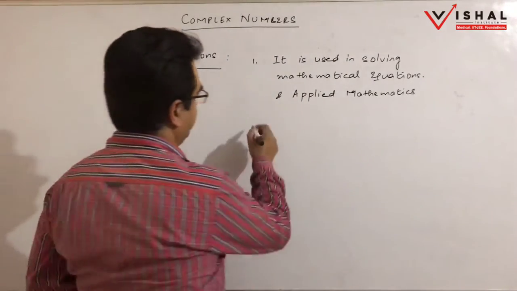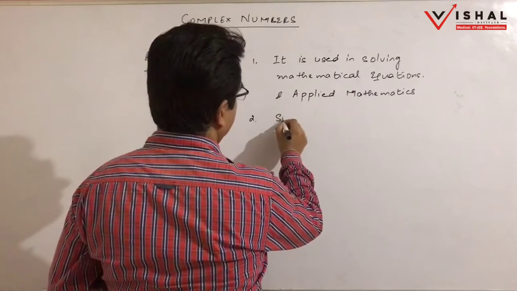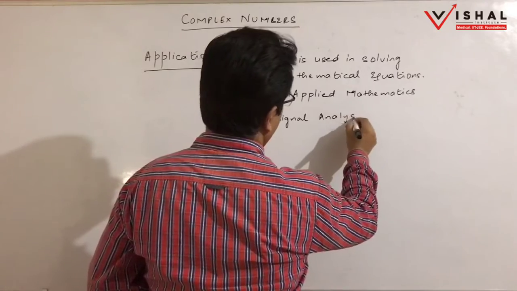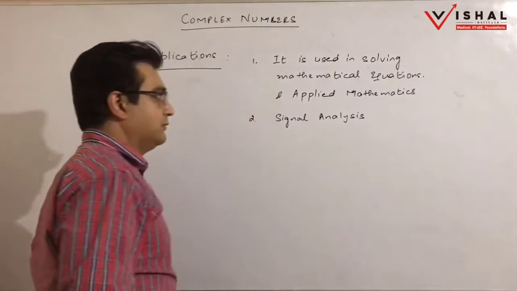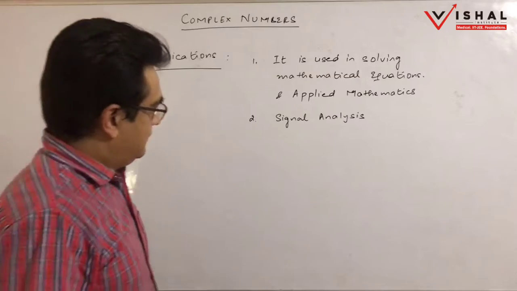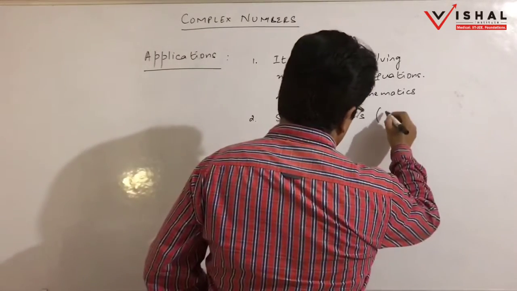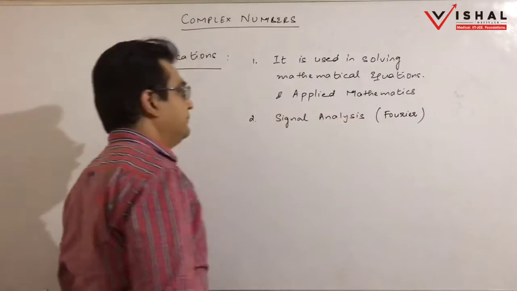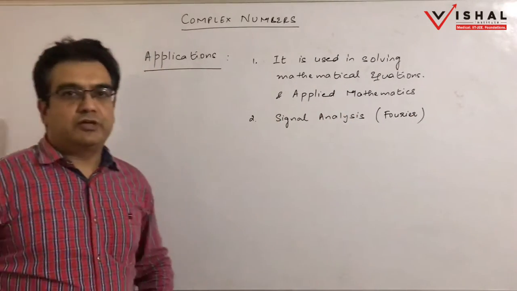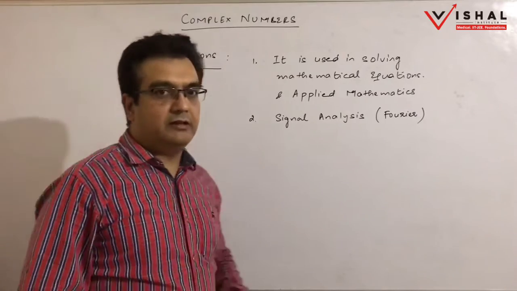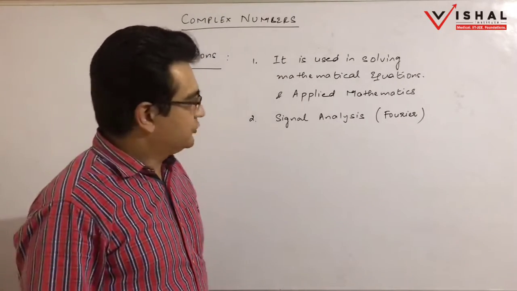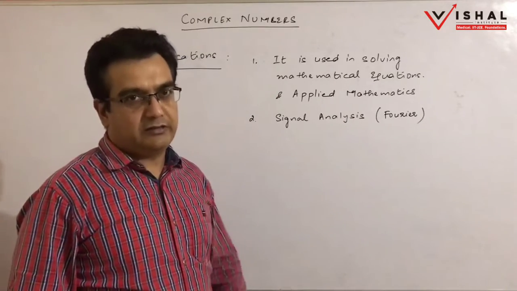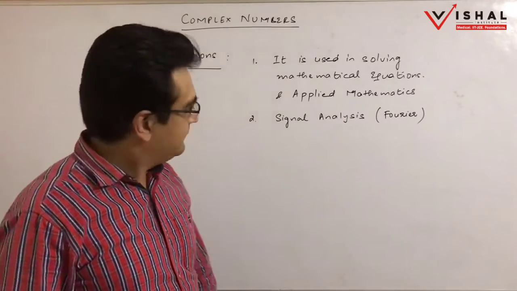Second, it is used in signal analysis. Fourier used it in studying the oscillations produced in AC as well as electromagnetic waves.